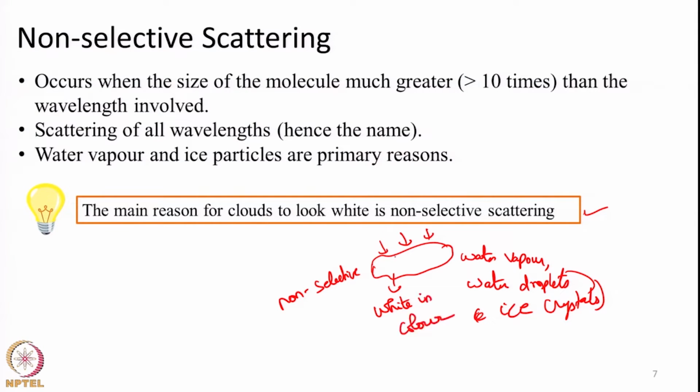Why white in color? All wavelengths will be scattered equally in all directions, and the primary colors that we see are red, green, blue. When these three mix equally, we perceive it as white in color. So, since all the wavelengths that are coming in are scattered equally, when our eyes see it, we see an equal mixture of red, green and blue, and we see clouds as white in color.